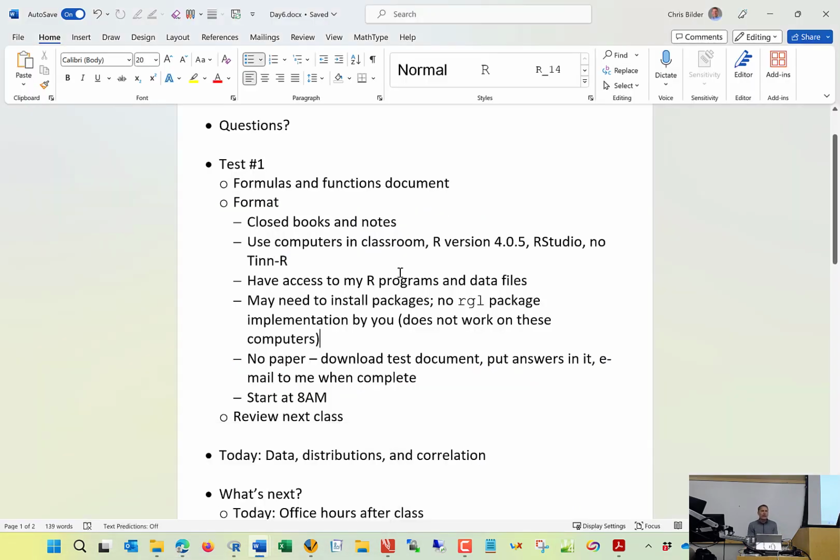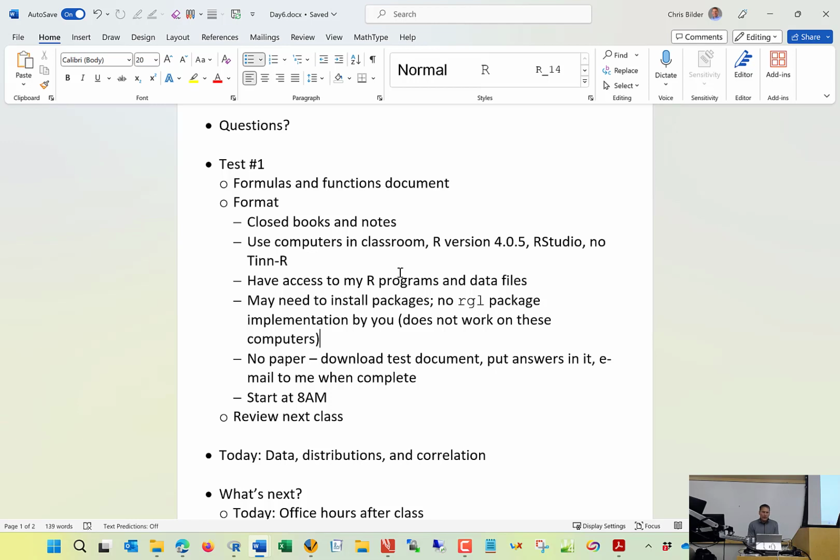Now, again, as I said before, this is a closed book, closed note test, but you will have access to my R programs and data files. So if you haven't been doing this already, it's good to get familiar with my programs that are available on my website. They will all remain there during the test. All my notes will be gone. You want to have access to those programs.